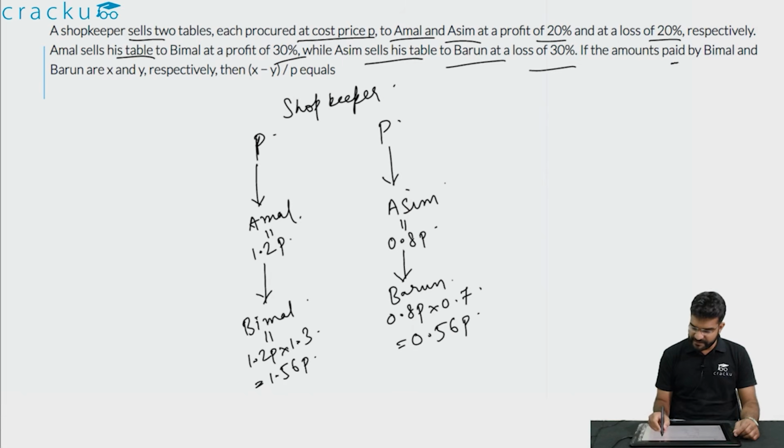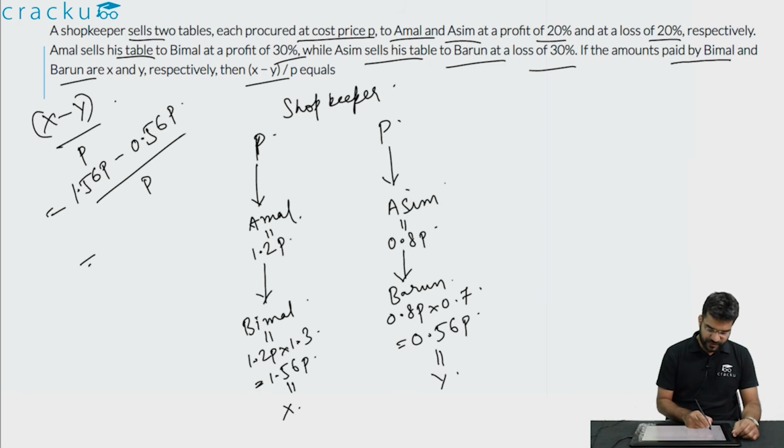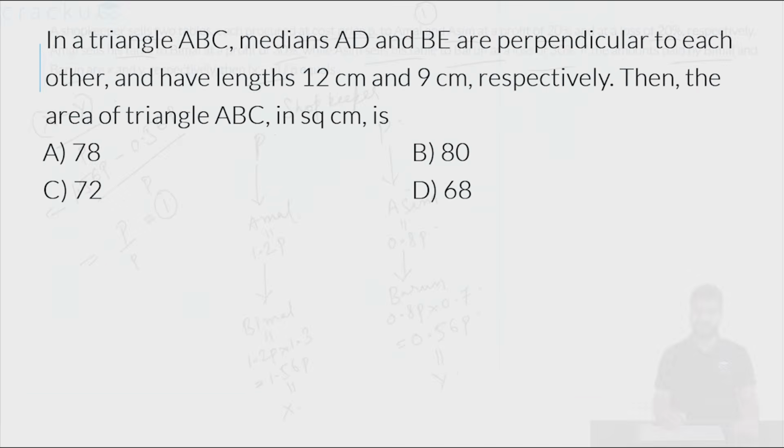If the amounts paid by Bimal and Barun are X and Y, so 1.56 P is X and 0.56 P is Y. Then the value of (X minus Y) divided by P will equal, we have already figured out that X is equal to 1.56 P minus Y is equal to 0.56 P, by P. So 1.56 P minus 0.56 P is P by P, this is equal to 1. So the answer in this case is 1.